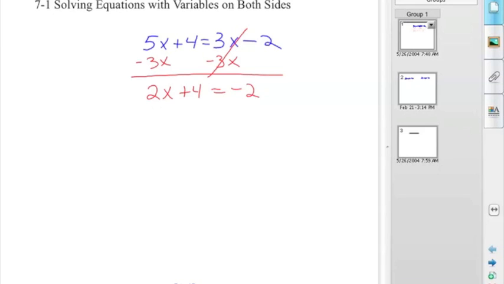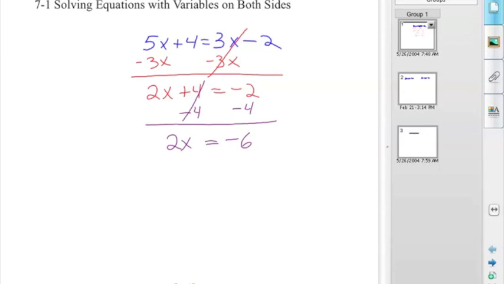So now we're going to begin the process of moving the 4 from the left-hand side to the right-hand side by getting rid of it. Because it's plus 4, we're actually going to subtract 4 from both sides of the equation. What happens to the 4's on the left-hand side? They do cancel each other out. So now we're left with 2x equals negative 6.